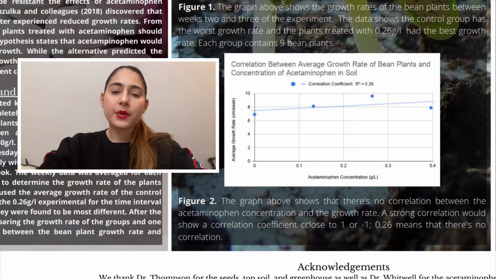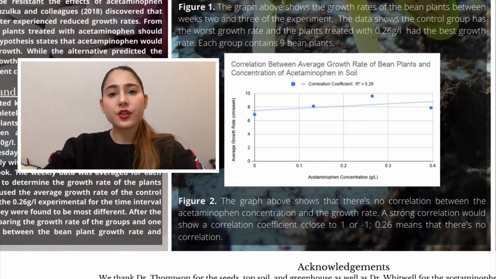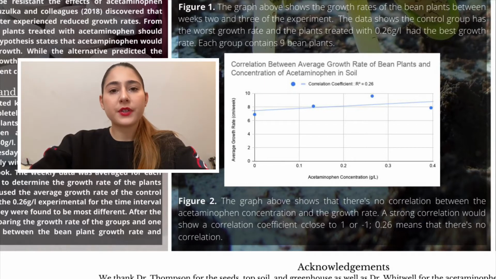Hello everyone, my name is Maria Padron, and in this experiment my partner and I decided to do increasing concentrations of acetaminophen with the purpose of developing a correlation graph between the concentration of acetaminophen and the plant growth rate. This graph was done with the data obtained from the time interval of week 2 to week 3, just like figure 1. On the x-axis, we represent the concentration of acetaminophen, and on the y-axis, we represent the growth rate in centimeters per week. Figure 2 is similar to figure 1 in the sense that you can see that the growth rate increases as the concentration of acetaminophen increases up to a certain point, and then it begins to decrease.